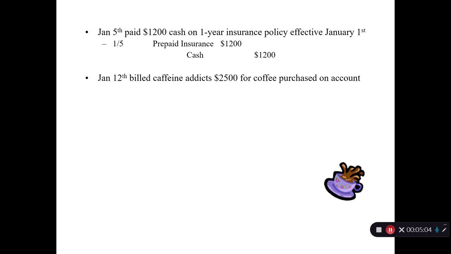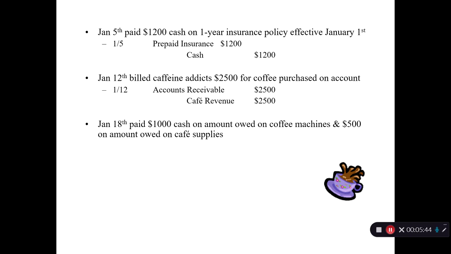Right, January 12th, billed caffeine addicts $2,500 for coffee purchased on account. This looks like a revenue transaction, but what kind? When we bill a customer, we're going to create what is known as an account receivable because they're not paying us the cash right away. They're going to pay us the cash later. So our debit here is going to be to increase an account receivable for $2,500, which is an asset. And our credit is going to be to earned cafe revenue. We actually earned the money, so we're going to increase the revenue account by $2,500 as well.